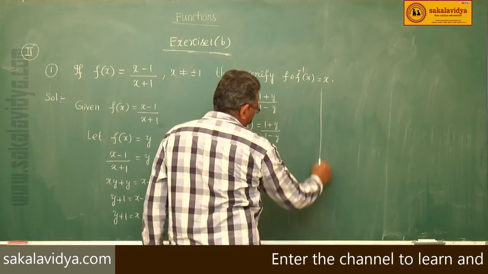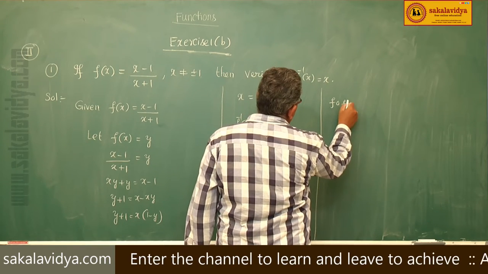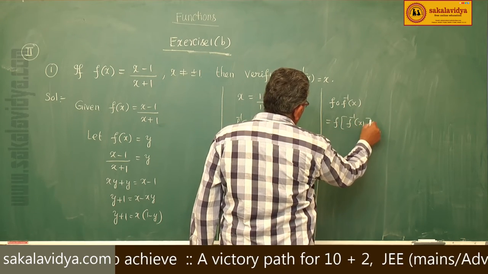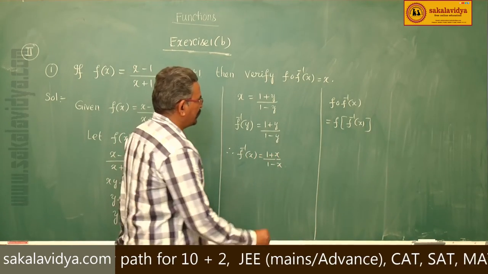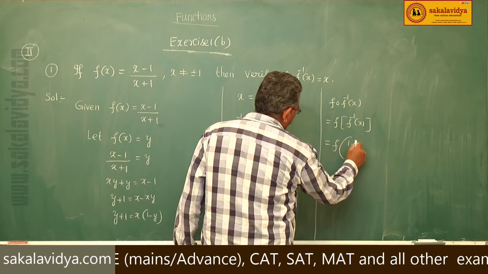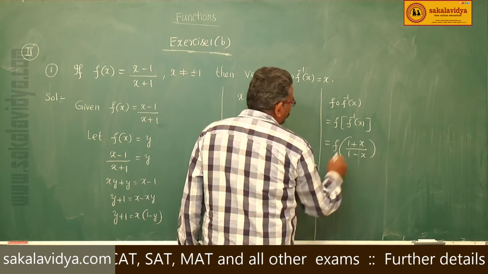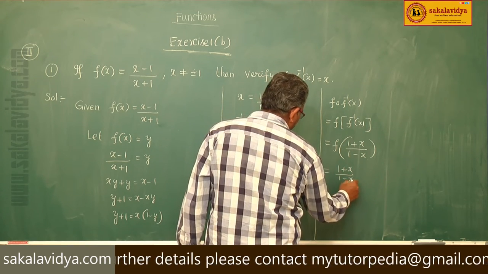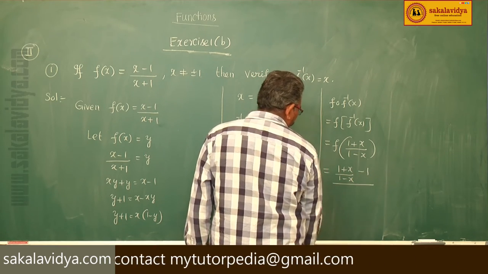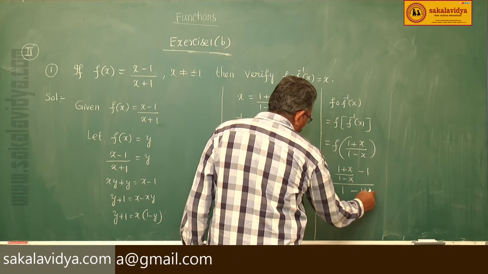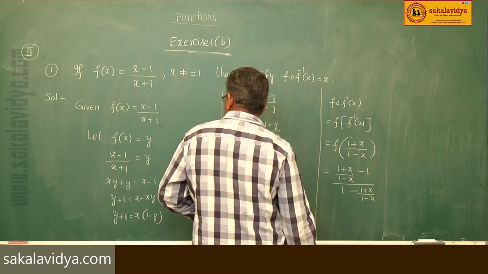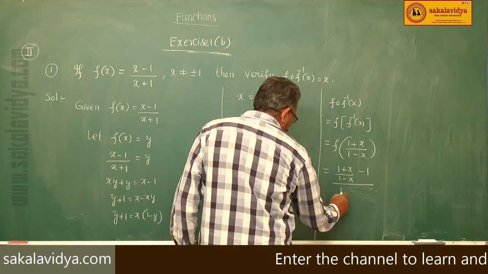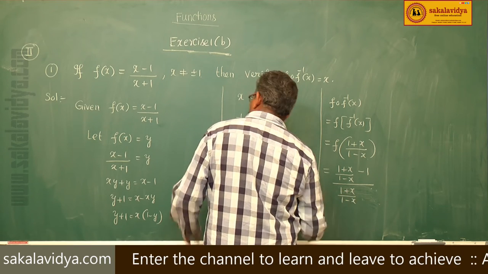Now, it is to be verified. F circle f inverse x. So, this is f of f inverse x. We know f inverse x is equal to 1 plus x by 1 minus x. So, f of 1 plus x by 1 minus x. So, substituting here 1 plus x by 1 minus x minus 1 by 1 minus 1 plus x by 1 minus x. So, this can be written like this also. So, 1 plus x by 1 minus x by plus 1.